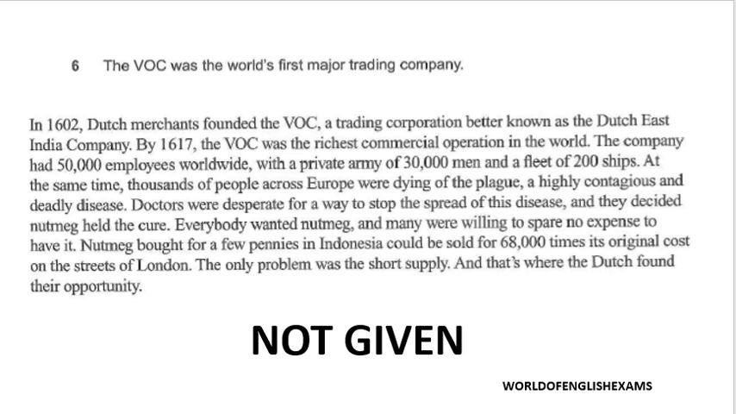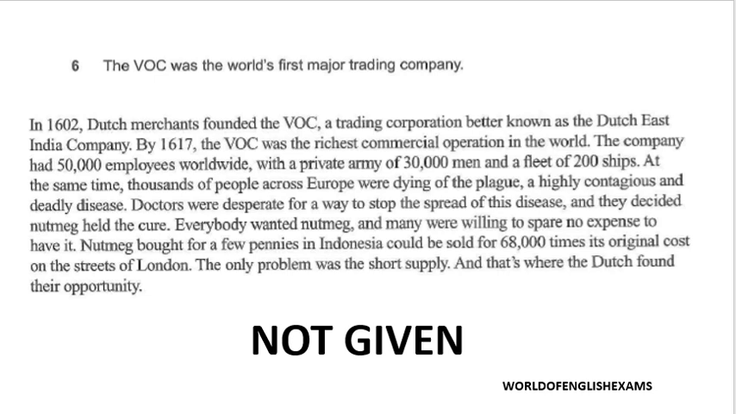Okay, so far they revealed that in 1602 the VOC was founded by Dutch merchants, and the other name for that is the Dutch East India Company. Then by 1617, the VOC was the richest commercial operation in the world. It does not say it's the first major trading company, but it only mentions it is the richest commercial operation. The company had 50,000 employees worldwide with a private army of 30,000 men and a fleet of 200 ships. At the same time, thousands of people across Europe were dying of a plague, a highly contagious and deadly disease.